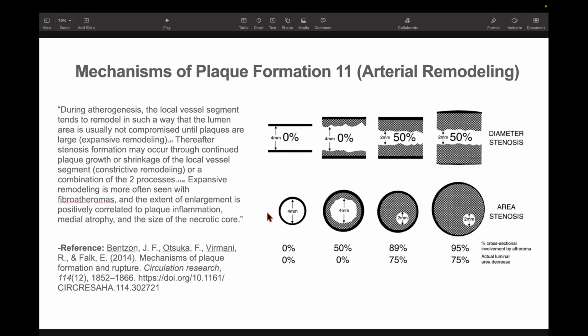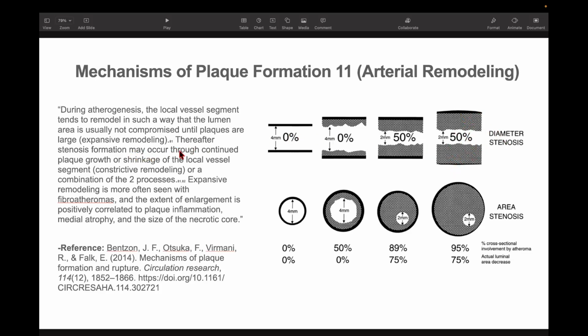Okay, so this is the last slide that we're going to go over, and what this slide is showing us, and I'll read the quote in just a second, is that even when the arteries are heavily blocked or heavily damaged, they still maintain a lumen size that allows for blood flow. And the way they're allowing for that blood flow is instead of closing off the lumen, they just expand outward. So the quote here says, during atherogenesis, the local vessel segment tends to remodel in such a way that the lumen area is usually not compromised until plaques are large, expansive remodeling. So expansive remodeling here means that the plaque is actually expanding out instead of narrowing the lumen of the vessel.